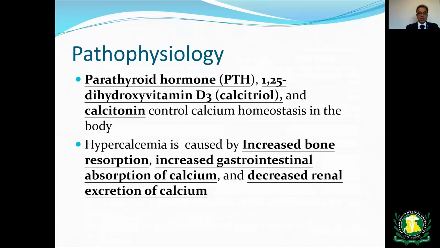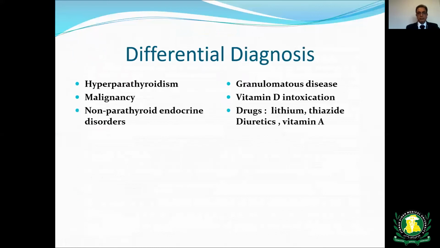So how it works, the calcium, basically it is controlled by the parathyroid hormone, and the other hormones are vitamin D3 and calcitonin. It's caused by increased bone resorption, increased GI absorption of calcium, and decreased renal excretion of calcium. What are the causes of hypercalcemia?